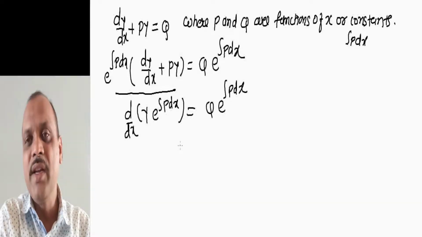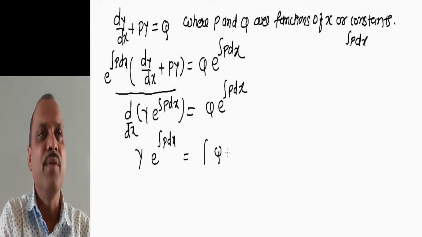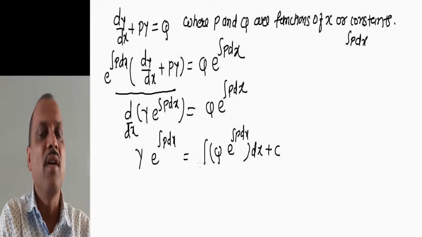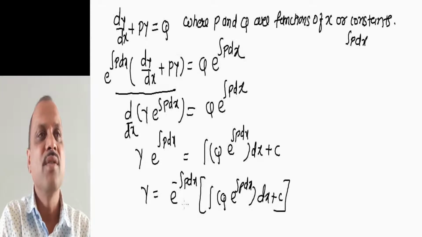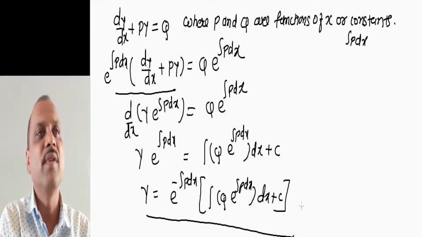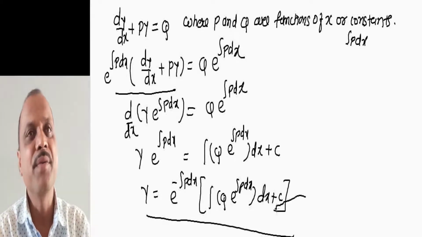Now, again integrating this equation, we get y into e raised to integration of p into dx equal to integration of q into e raised to integration of p into dx plus c, or y equal to e raised to minus integration of p into dx integration of q into e raised to integration of p into dx plus c. So, this is the solution of the linear differential equation dy by dx plus py equal to q.